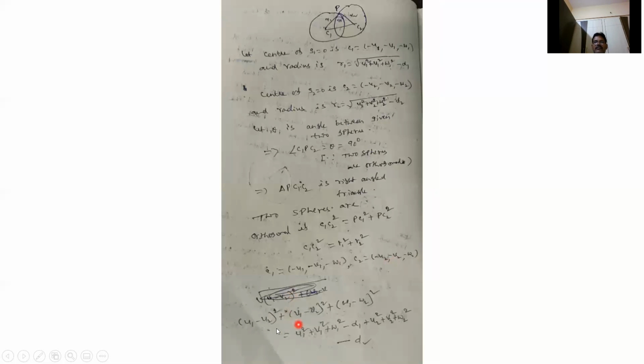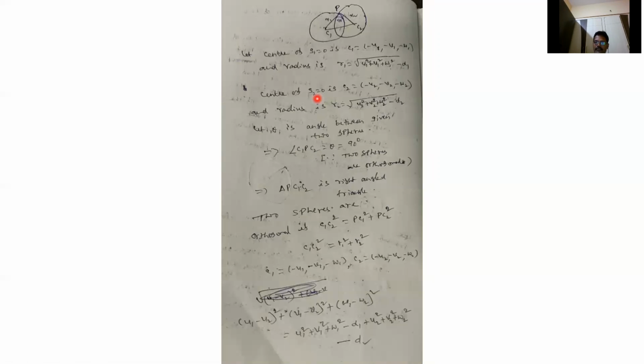So here u1 minus u2 whole square means u1 square plus u2 square minus 2u1 u2. v1 square, it is a minus b square, v1 square plus v2 square minus 2v1 v2. Similarly w1 square plus w2 square minus 2w1 w2. So all these are cancelled: u1 square, v1 square, w1 square, u2 square, v2 square, w2 square.